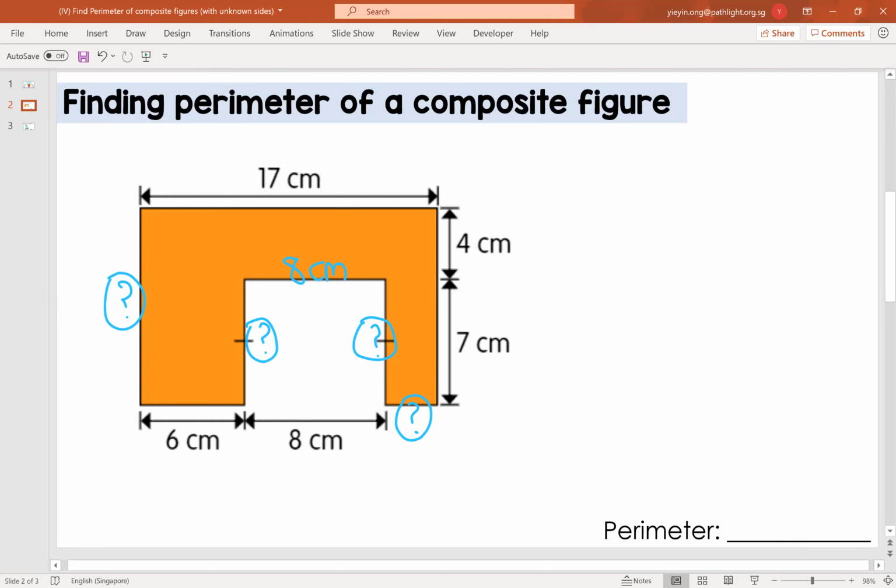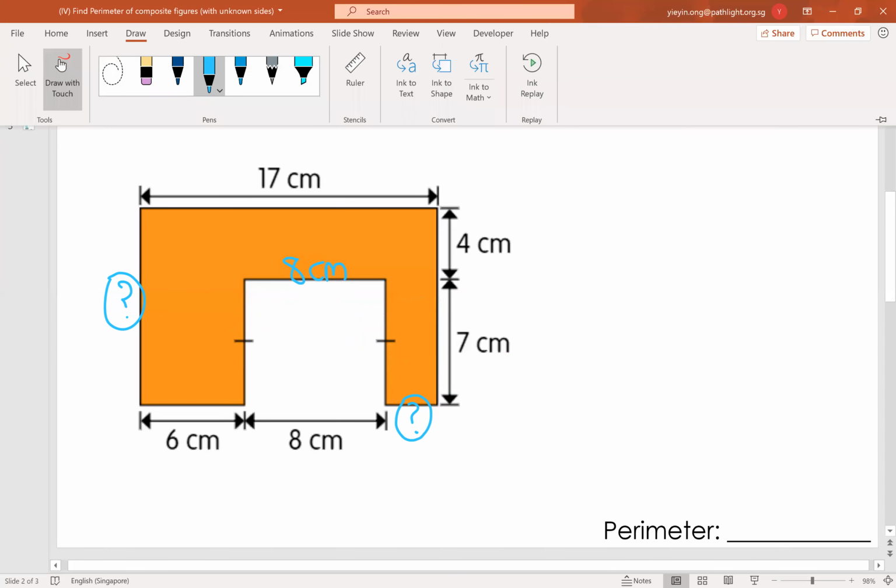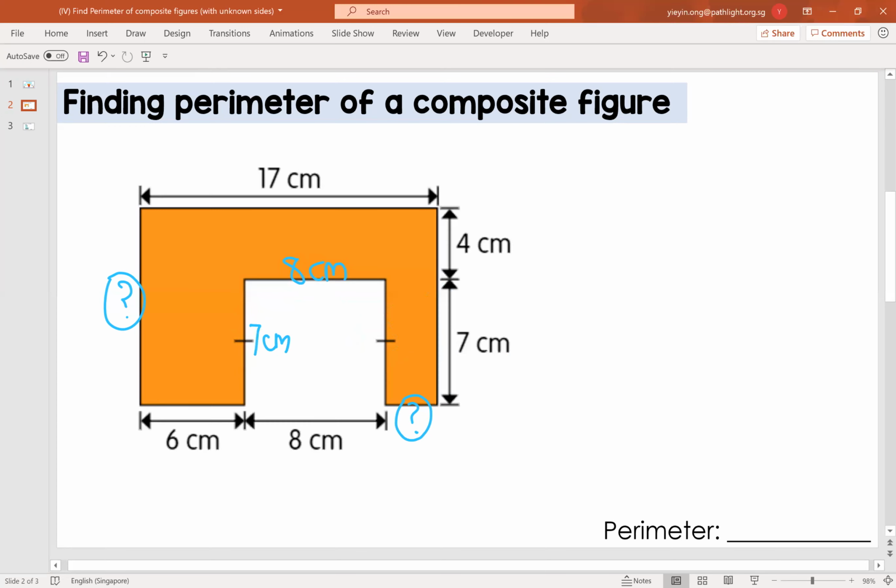Okay? And same for the second and the fourth question mark. Actually, the length of the side is already given. If you look to the right, you can see that it is 7 centimeter for the 2 question marks. So I can erase the question mark because it is a known side. It is not question mark. And I can write down 7 cm and 7 cm. Okay. So actually I only have 2 question marks that I need to find.